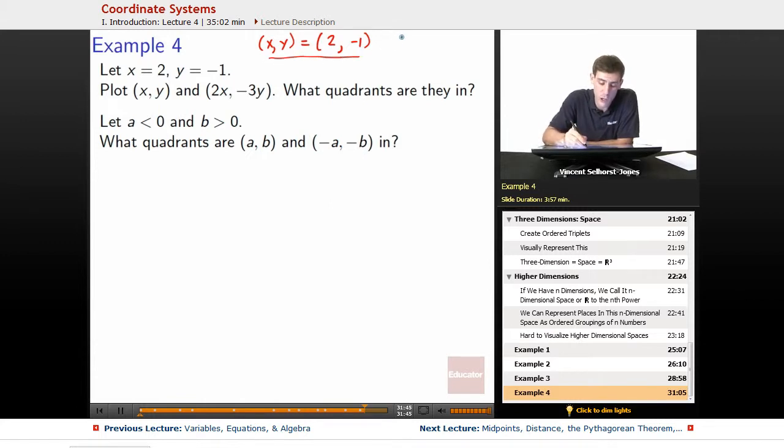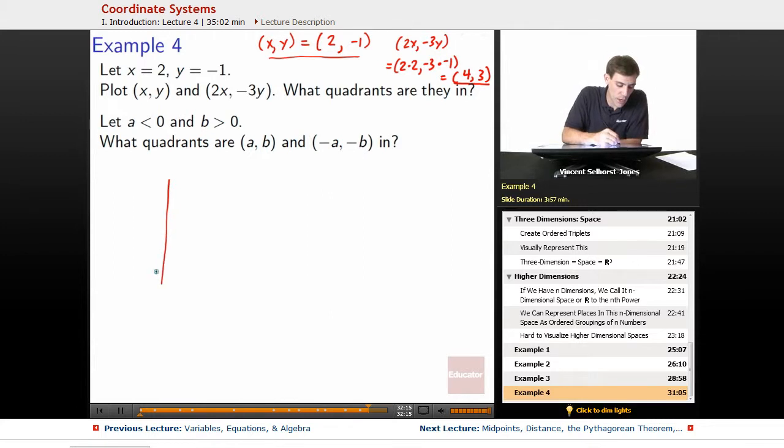If we want to figure out what (2x, negative 3y) is, then we swap out for the values, and we'll get 2 times 2, comma, negative 3 times negative 1, which is the same thing as (4, positive 3). So there are our 2 points that we're looking to plot.